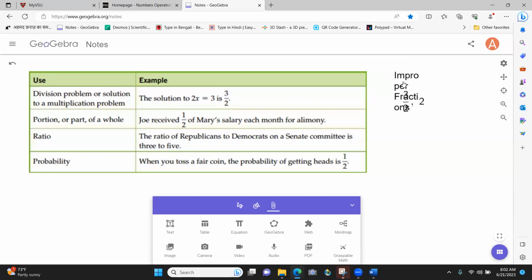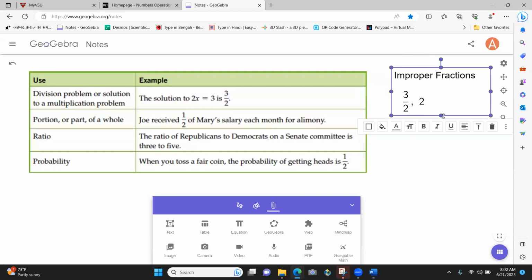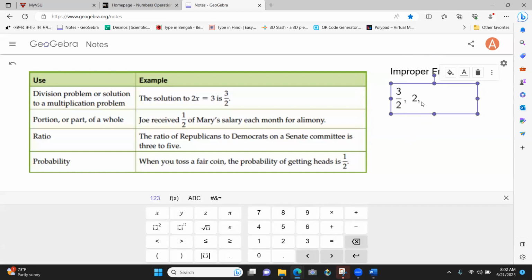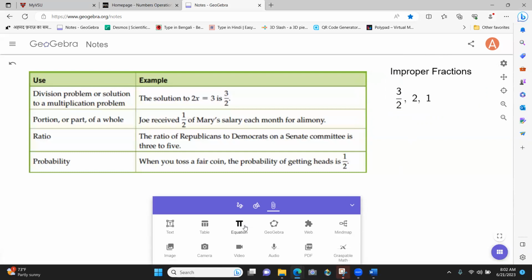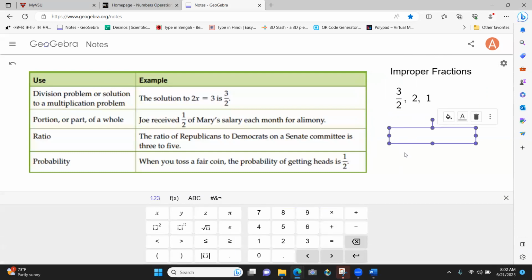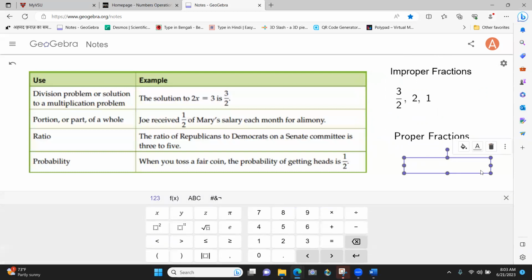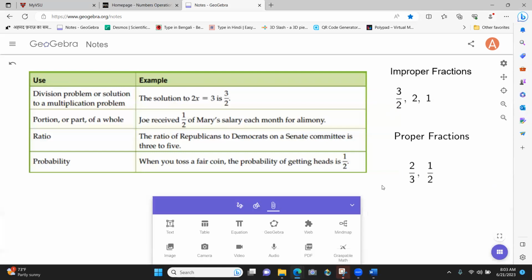When do you know something is improper? The numerator is larger than or equal to the denominator. Okay, so 1 is also an improper fraction. All right, what's a proper fraction? In a proper fraction, the numerator is strictly smaller than the denominator. 2/3, 1/2, and so on.